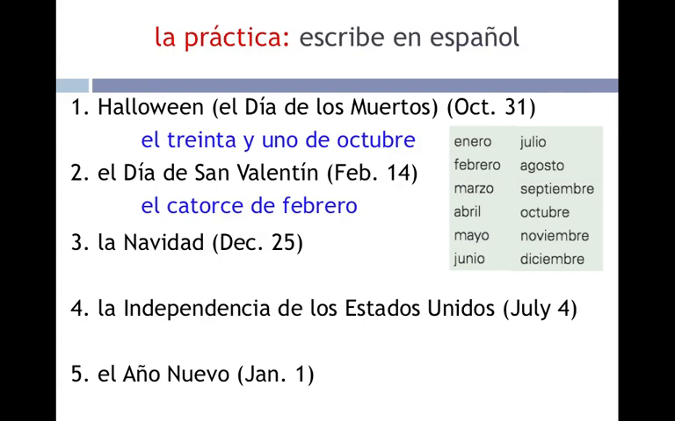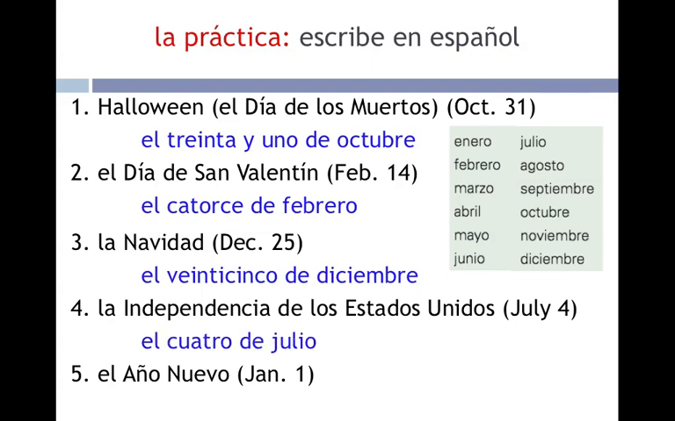Número 3, la Navidad, December 25th. El 25 de diciembre. Remember, el plus number plus de plus diciembre. How about número 4? La independencia de los Estados Unidos, July 4th. El 4 de julio. Y finalmente, ¿cómo se dice January 1st? Careful now, this is the exception. El 1 de enero.